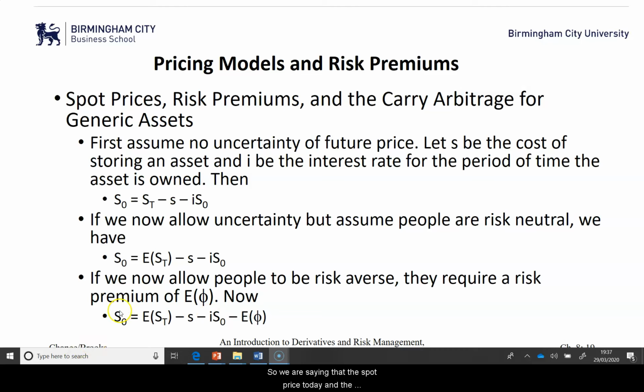So we are saying that the spot price today and the expected spot price at expiration are different for three reasons. Basically, the storage cost, the interest foregone on the spot price, and the risk premium.